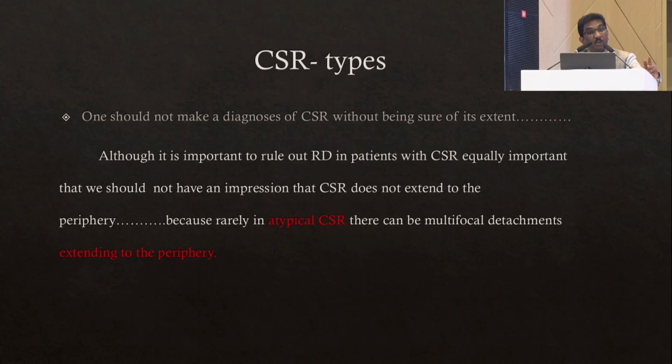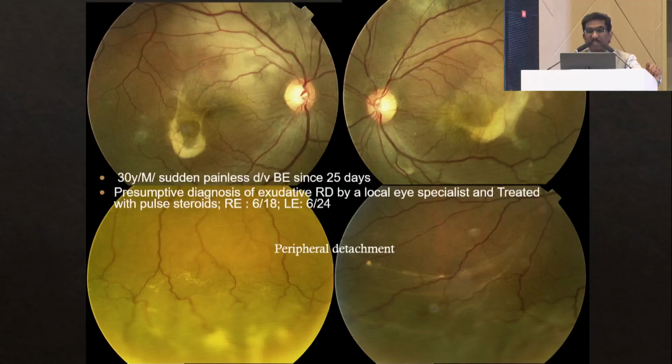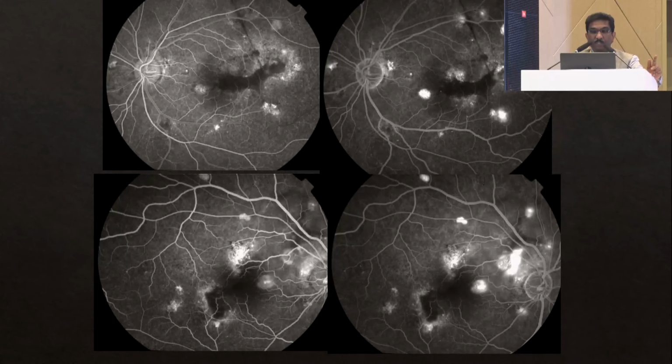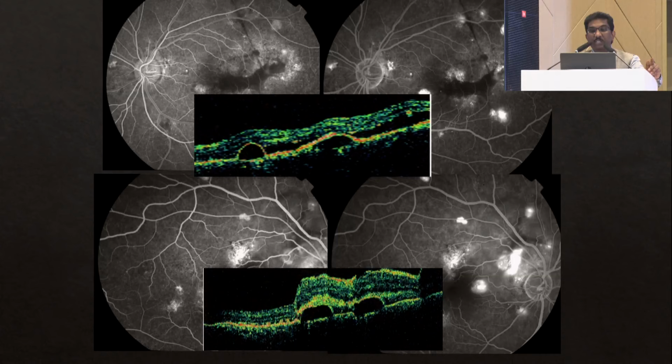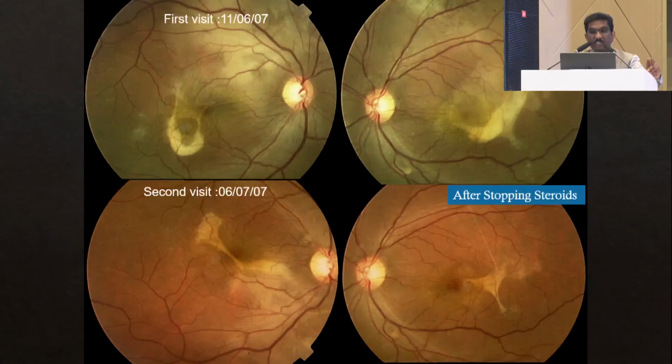Although it is important to rule out RD, we should not be under the impression that CSR does not extend to the periphery, because rarely you have what is called an atypical CSR, wherein it can extend to the periphery with multifocal detachments. This is a patient who presented with diminution of vision since 25 days. He was treated as an exudative RD with steroids, because he had a peripheral detachment. When we did the FFA, we could see multiple pigment epithelial detachments, and this patient actually had a multifocal CSR. All we had to do was stop the steroids, and this patient did well.